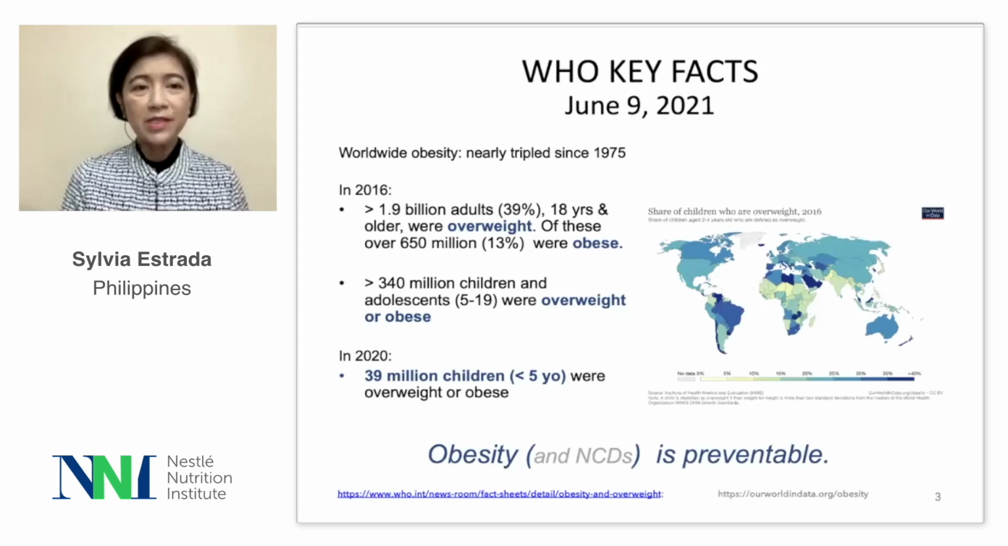So in June this year, the World Health Organization has said that obesity has tripled since 1975. And isn't it surprising to see that in spite of the global pandemic, we have 39 million children under the age of 5 who are overweight or obese in 2020. And the sad part is obesity is preventable.